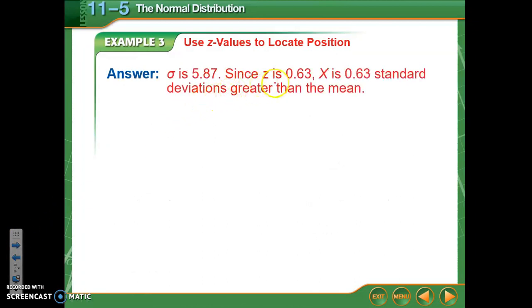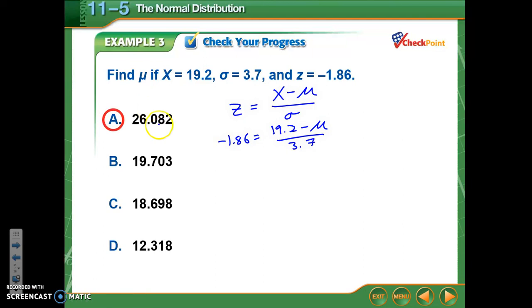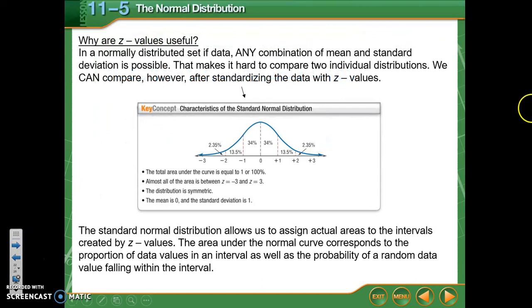And since z is 0.63, it means that x is 0.63, again, standard deviations away from the mean. So you guys try this one, find mu. All right, in this case, mu should be A. And this is how you should have set it up, and then you should have solved for mu to get 26.082.